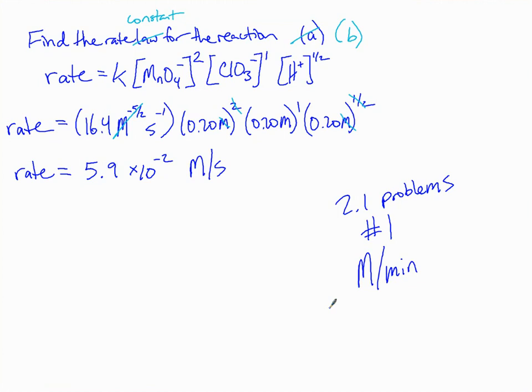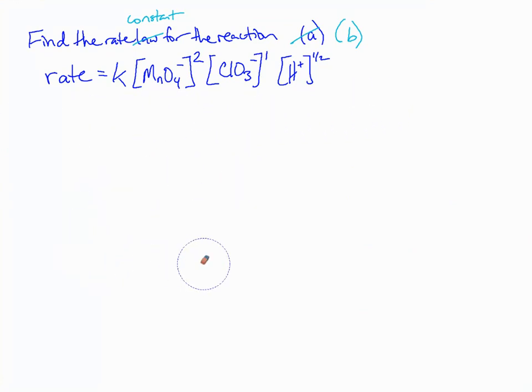One last example. For trial number 2, find the rate of appearance of ClO4 minus. This one will also help you on that number 1, the section 2.1 problems. And I'm going to write it the way most textbooks write it, and then I'm going to write it a different way, which I think is simpler. So we are looking for the rate of appearance of ClO4 minus.